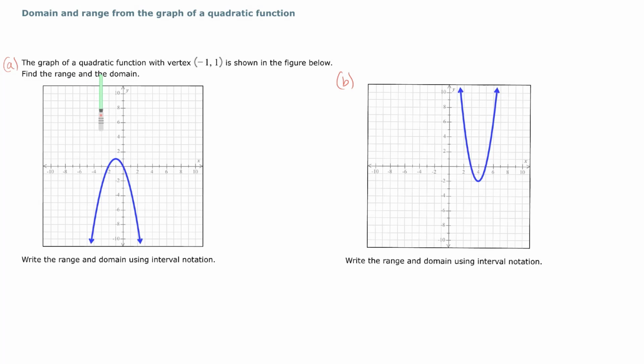The graph of a quadratic function with vertex (-1, 1) is shown in the figure below. Find the range and the domain. Write the range and domain using interval notation. We know the vertex is (-1, 1).